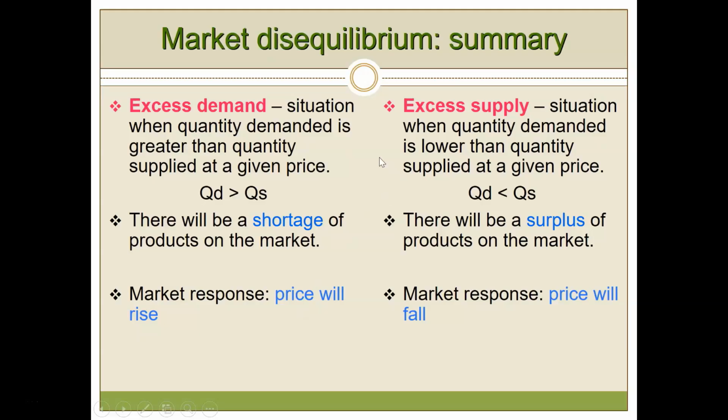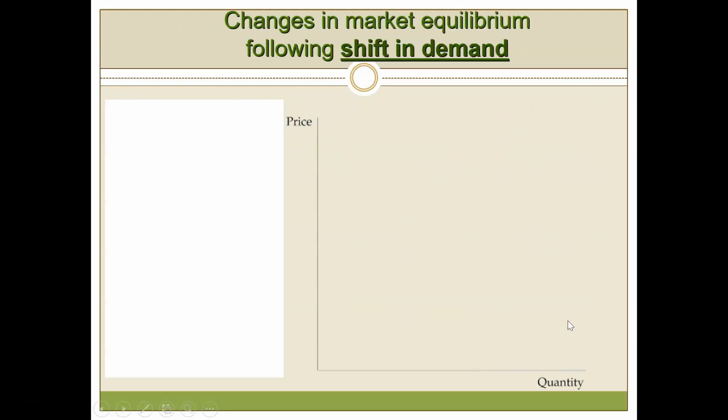And the other way around, excess supply is a situation when quantity demanded is lower than quantity supplied. There will be fewer consumers in the market compared to quantities available. There will be a surplus of unsold products in the market. And when there are too many products on the market which no one wants to buy, price will need to fall. Price has to be discounted.